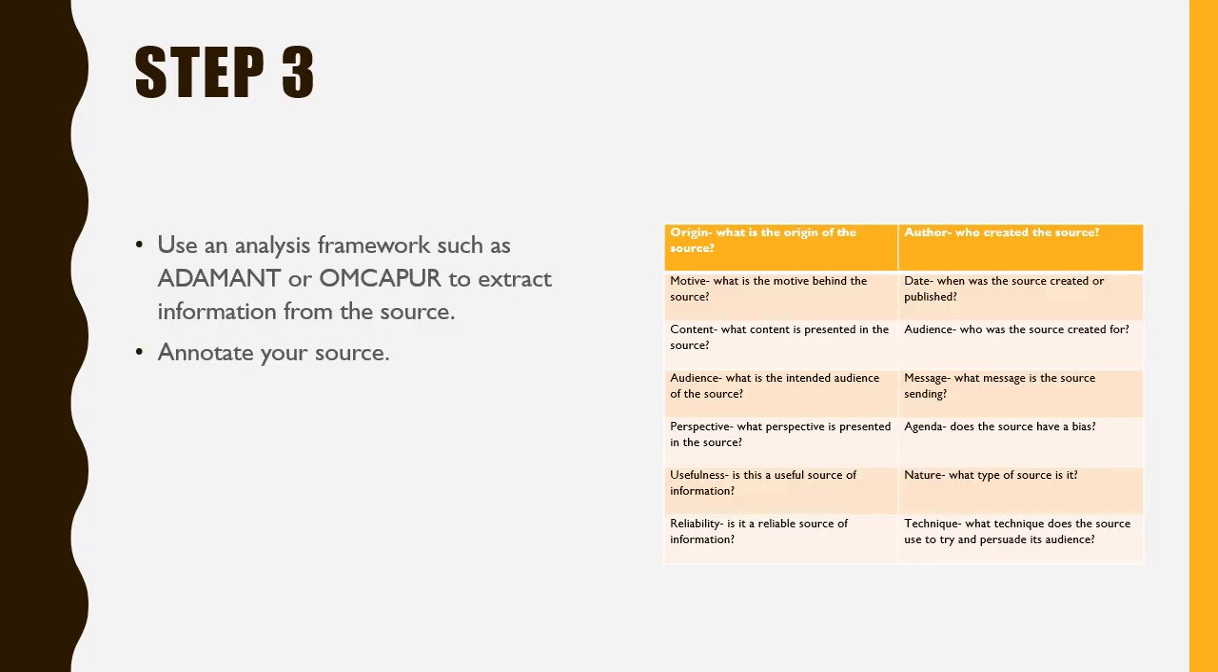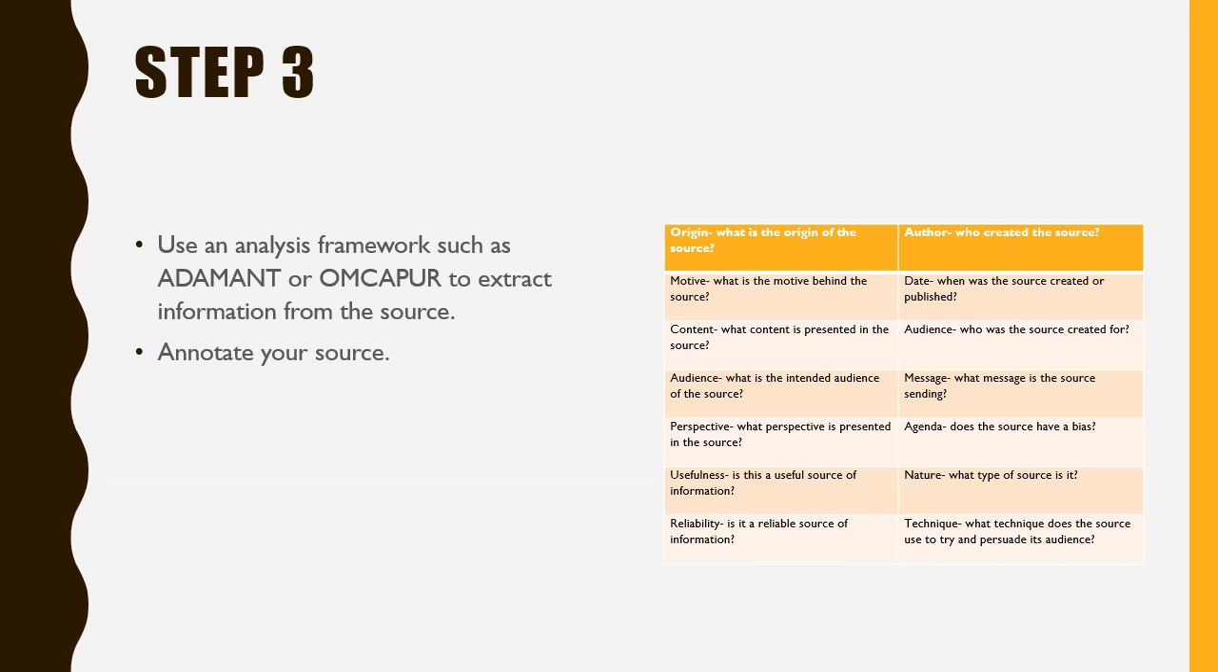Moving on. Step 3. Use an analysis framework such as Adamant or OMCAPUR to extract information from the source and use that to annotate your source. So we've already been through this. We already know how to use Adamant and OMCAPUR. I've already put the example here. So I've already put the framework there.